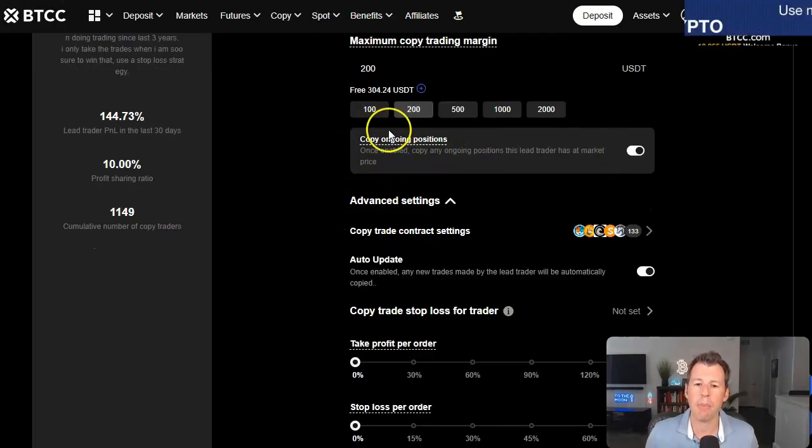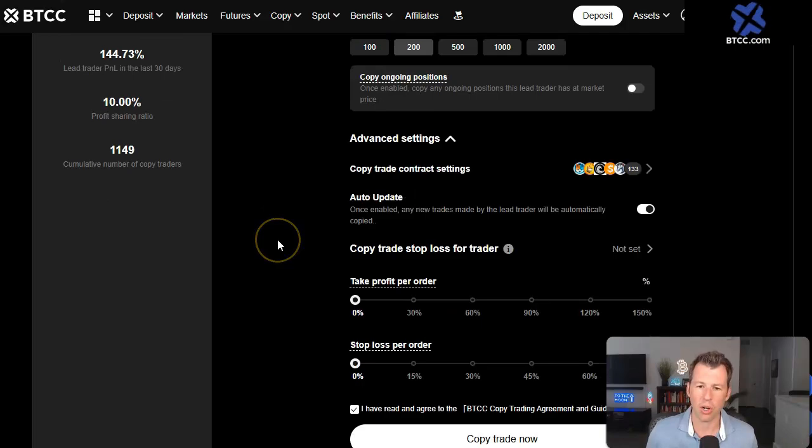Now, this right here, copy ongoing positions, you probably want to toggle it off. If you toggle it on, it means that all their current open positions, you're just going to instantly copy right then. Probably toggle it off. You just want to copy their positions going forward so it doesn't quickly use up all your funds on the current ongoing positions.